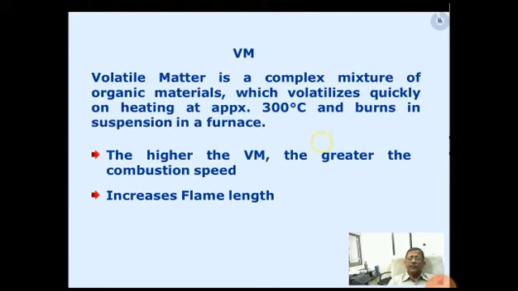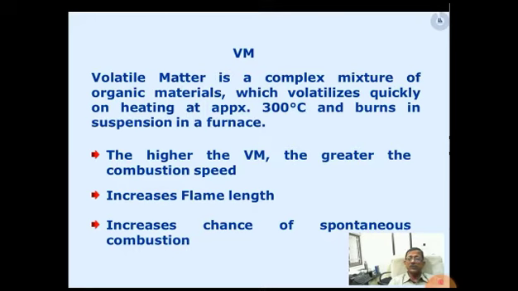One more problem with VM is that a higher percentage increases the chance of spontaneous combustion in storage. So you have to take care of this by sprinkling water to make the coal moist, so that it doesn't slip easily and the friction doesn't generate a spark, and the spontaneous combustion can be restricted. That's why water is sprinkled over the coal in a coal yard. You might have seen that.